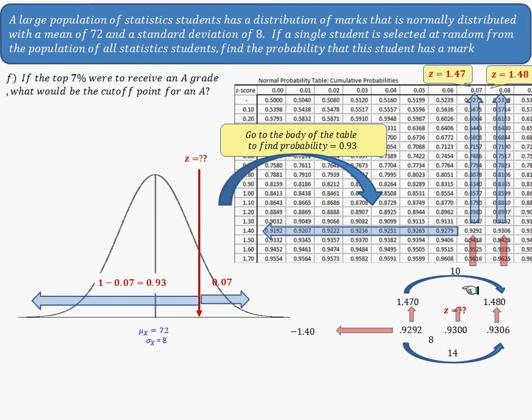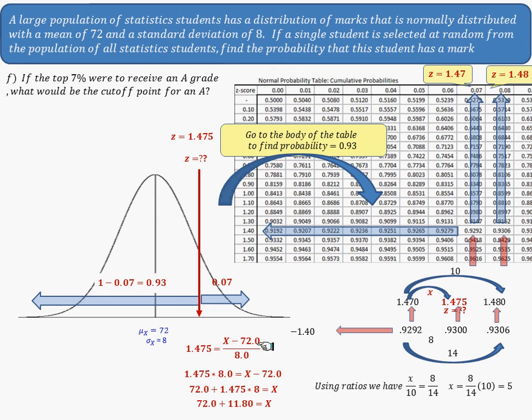The distance across here is 10, and here is x. We're going to do a little ratio here. x is to 10 as 8 is to 14. x is about 5, so we add it to that left boundary, for a z-score of roughly 1.475. Going down, we compute the x value, and the x value turns out to be 81.8, which we would round off to 82 as the passing grade for an A.